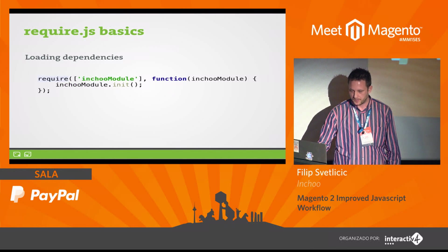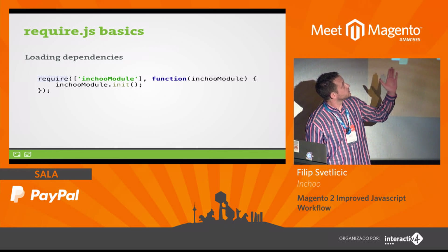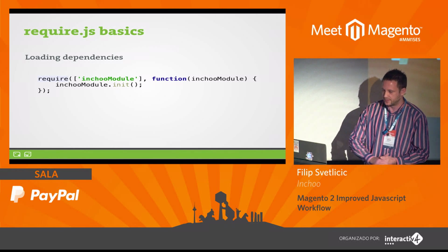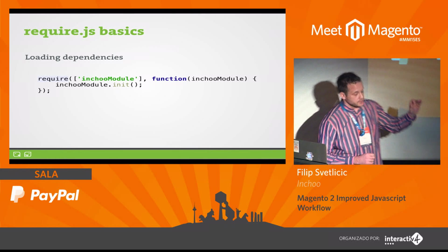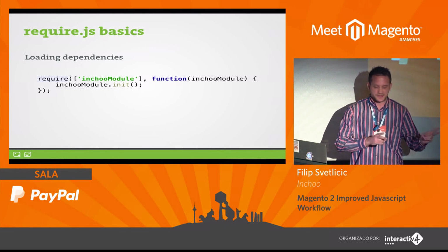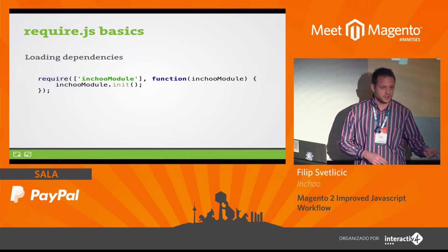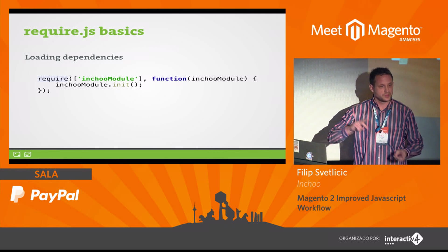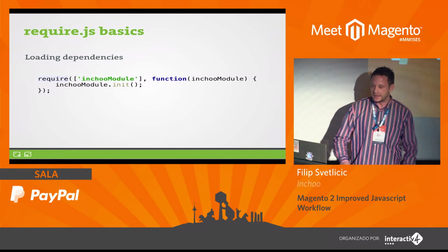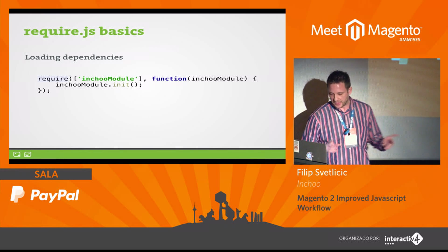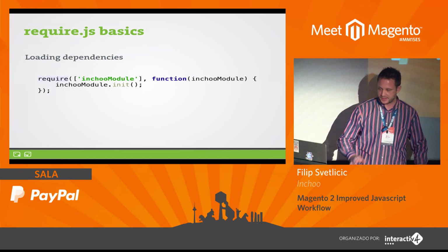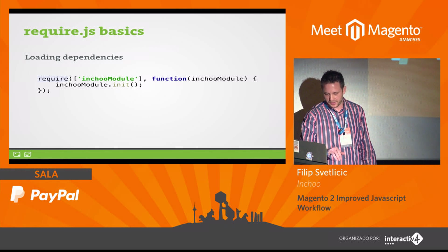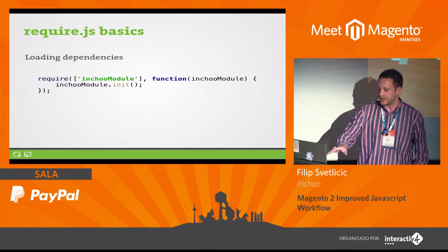Now, loading dependencies. This is where it begins. It's very important to understand that in require.js there are two basic things: you need to require a module, and you need to define a module. Require is, in our example, in main.js, where all the configuration gets. Now, when we say require, we are calling the require method.